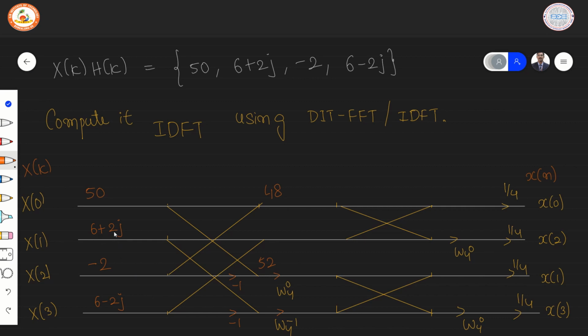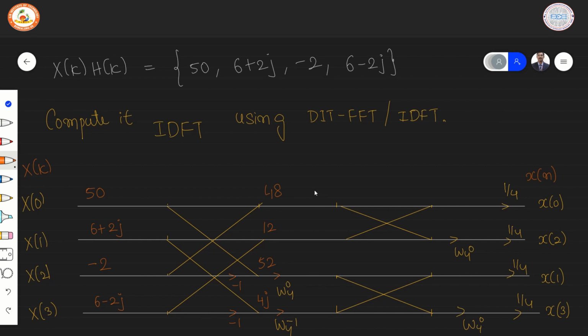Next, we have 6 plus 2j added with 6 minus 2j. The imaginary part cancels. The sum is equal to 12. Next, we perform subtraction. The real value cancels and the imaginary value remains. So we get the difference as 4j.